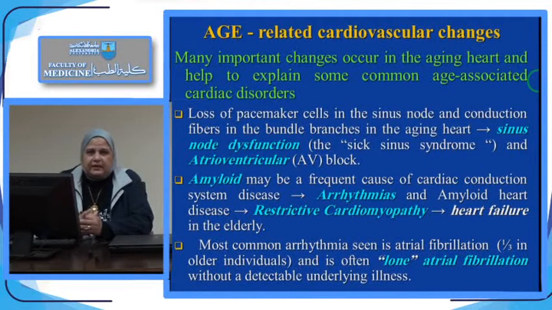Before we discuss the cardiovascular diseases or disorders in the elderly, we must identify that there are certain changes in the cardiovascular system with progress of aging. These changes are called senescence, not senility. Senescence is physiological changes that occur with progress of age, opposite to senility, which is pathological changes occurring with age.